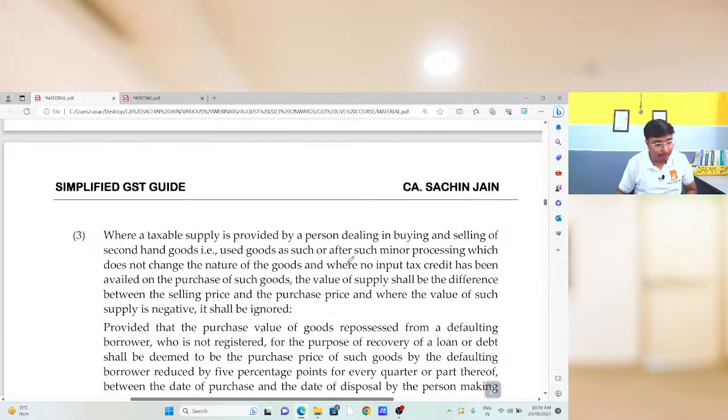Next concept is buying and selling of second-hand goods. We need to discuss more on that, so we are going to take this topic in our next session, that is next week on Saturday morning sharp 8 a.m. I just want to revise the concepts which we had covered in today's session.